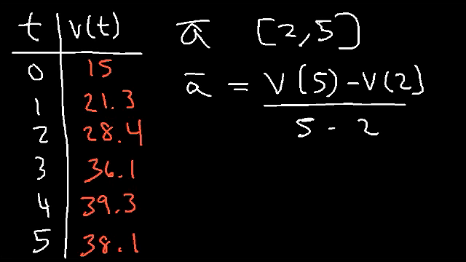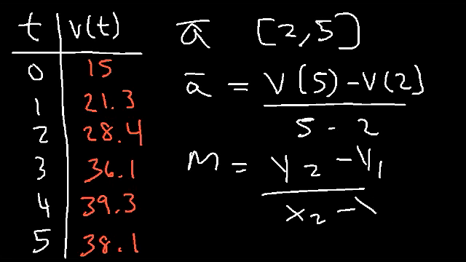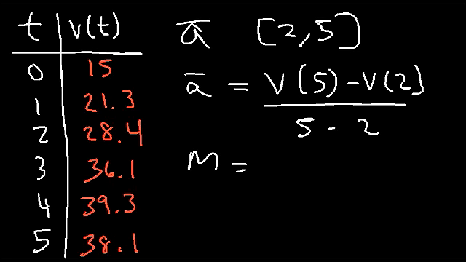So basically, you're using a slope equation. We're using y2 minus y1 divided by x2 minus x1. It's the change in y over the change in x. The velocity is associated with the y variable, and time is usually plotted on the x-axis. So you're just finding the slope of the secant line.